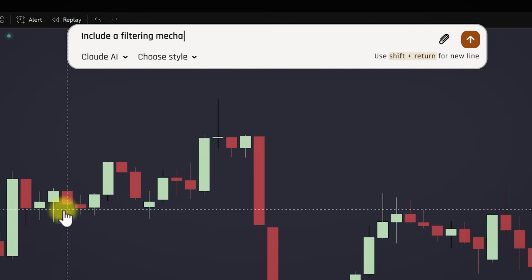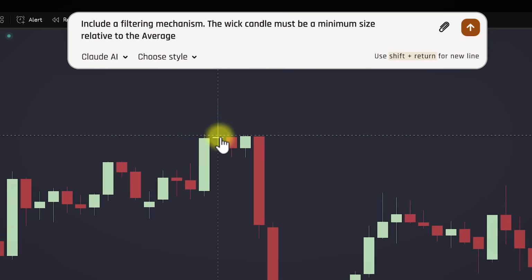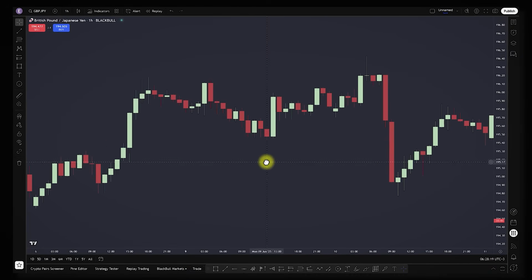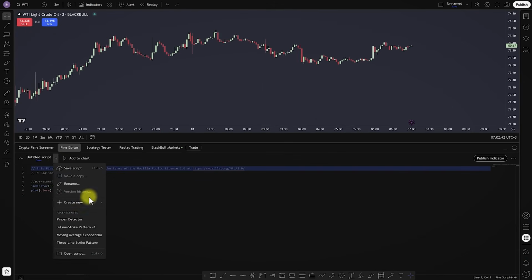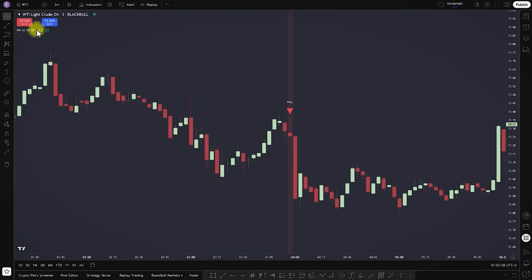I also asked AI to include a filtering mechanism. The candle must be a minimum size relative to the average true range. This will eliminate tiny pin bars that don't have enough significance to matter. Okay, after a few iterations and debugging, we have our code, so let's import it.